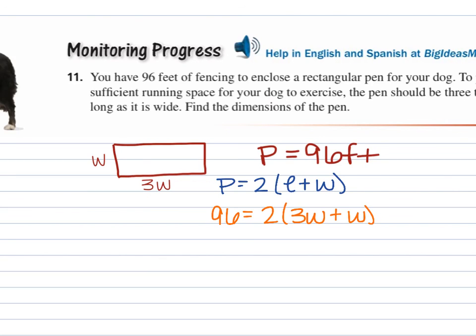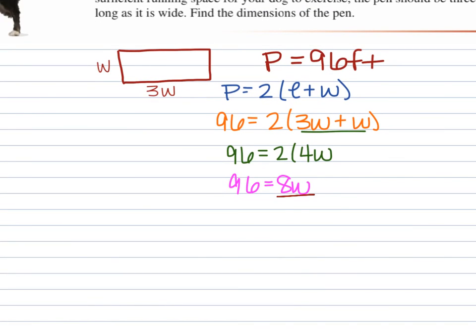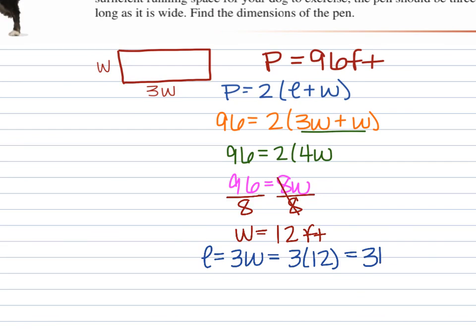which is W. Combine those like terms. So 96 is equal to 2 times 4W. That's going to be 8W, so 96 is equal to 8W. We divide each side by the 8, and we get that W is equal to 12, and that's going to be feet. If our length is 3 times that, that's going to be 3 times 12, which is 36 feet. So the dimensions, length by width, is 36 feet by 12 feet.